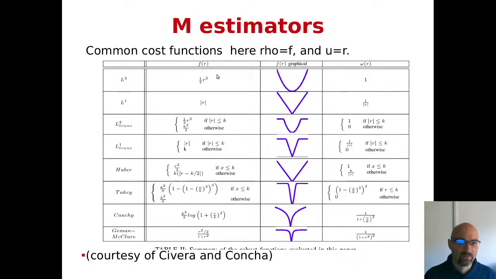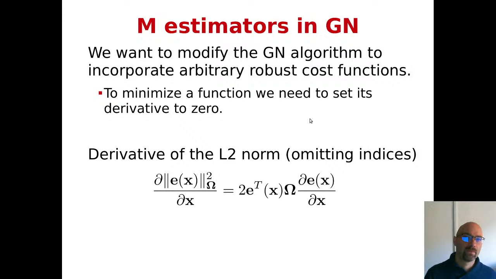Here is a slide of common cost functions that are used. This is the normal cost function, so the L2 norm, the L1, the truncated one that behaves like this but then chops it, and so on and so forth. Our task now is to modify the Gauss-Newton algorithm so that we can somehow approximate or embed these robust cost functions that we know will help us in dealing with outliers.